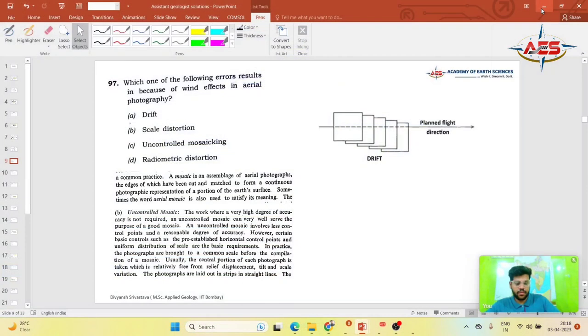Okay, now we move up to the 97th question. So you can see there they have asked about the errors that are caused by the wind's effects. Okay, so we will see this diagram first.